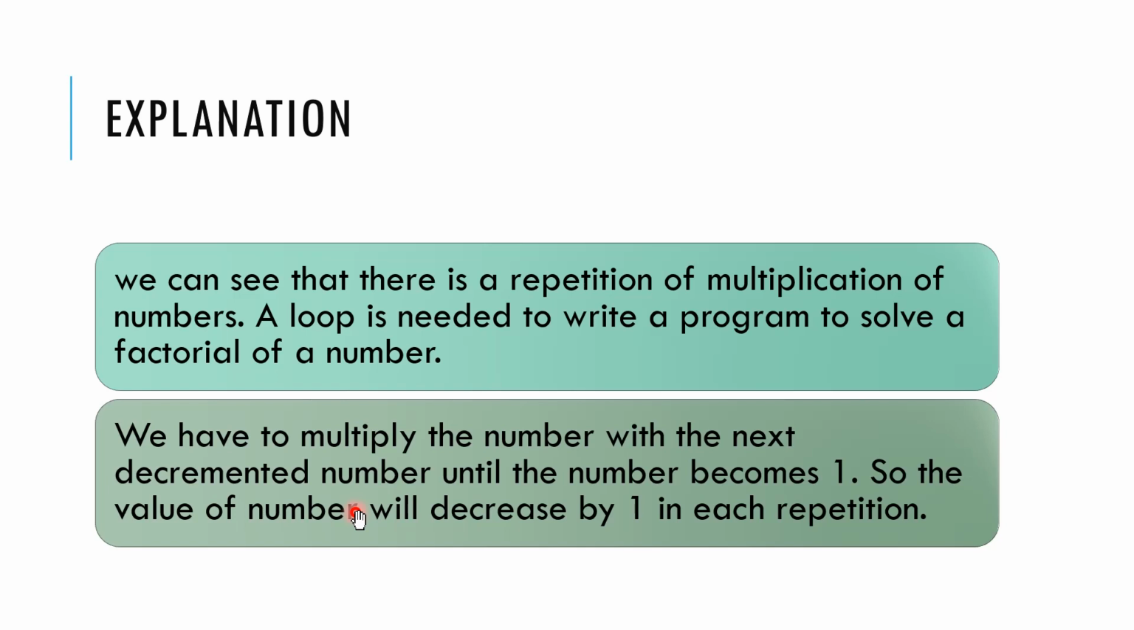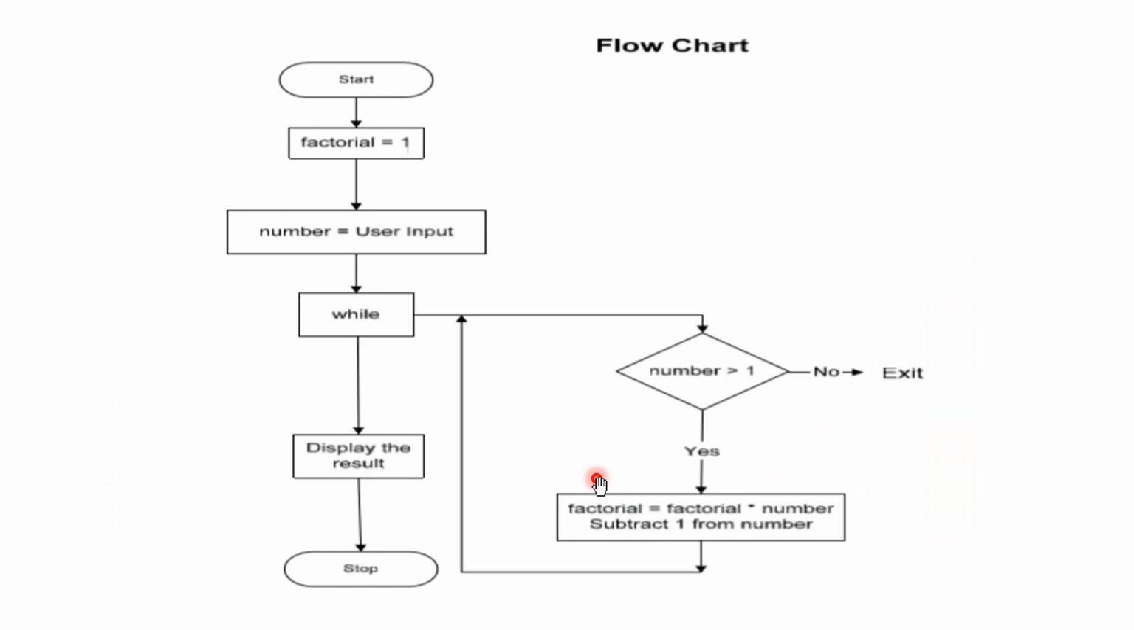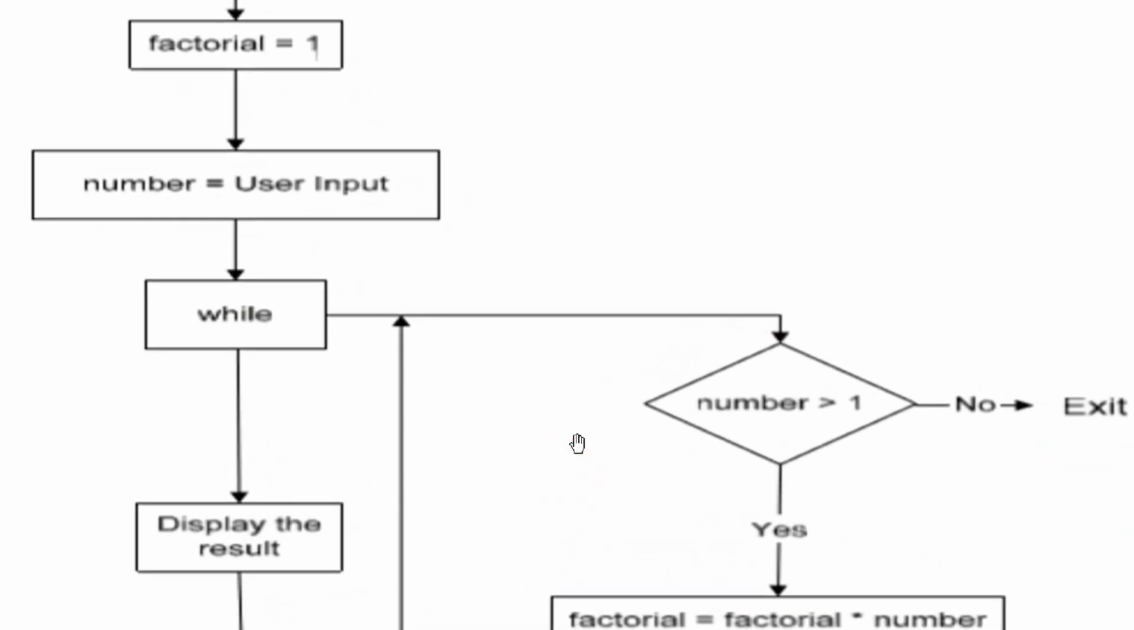Whatever the result is, it will be multiplied again by the decremented number, and the number will be decremented in each loop. When we solve it in the next lecture, it will become much more clear. Nevertheless, look at the flow chart.